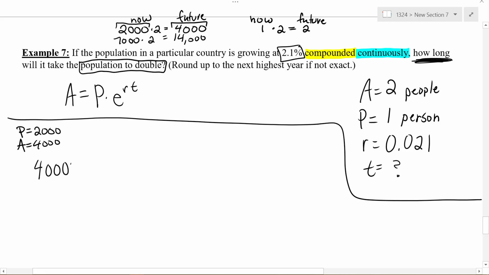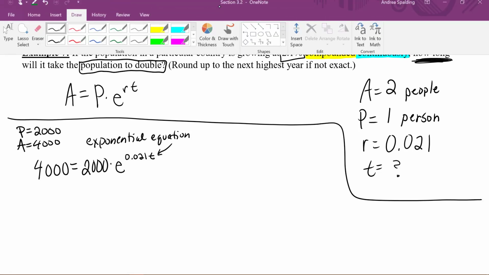So I have 4,000 for that A value. The P value is 2,000. And we have times e to the r times t power, which t is what we don't know. Once again, this is an exponential equation. How do I know this is an exponential equation? Because I see the variable that I want to solve for is trapped in the exponent.